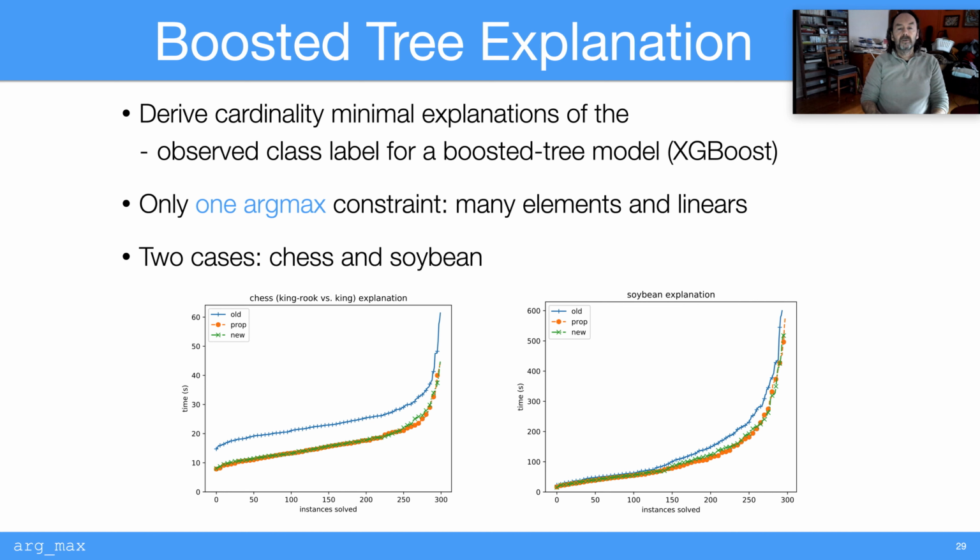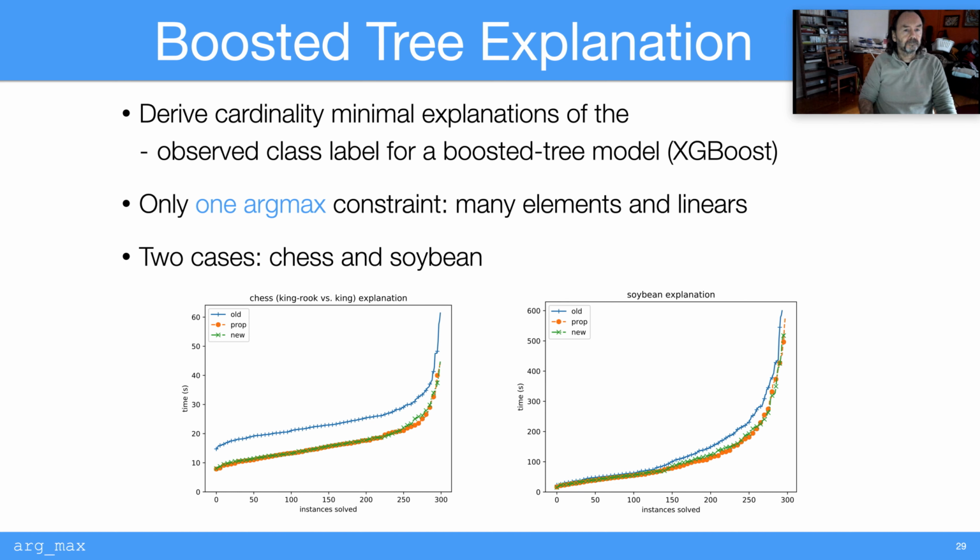We looked at two example cases here, and you can see that the new propagator makes a significant difference over the old decomposition, even though there's only one argmax constraint in the entire thing. Much more difference in the chess example than the soybean, but you can still see a notable difference. The difference between the propagator and the new decomposition is small; they're almost equivalent on these examples.